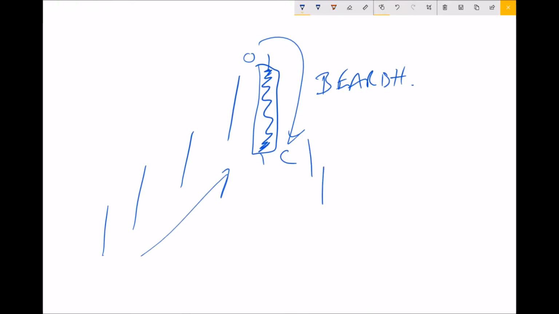Let's say the market sells off, and then we get a day that looks something like that. A white candle where the market opens down here but closes higher by the end of the day. Then that is known as bullish engulfing.